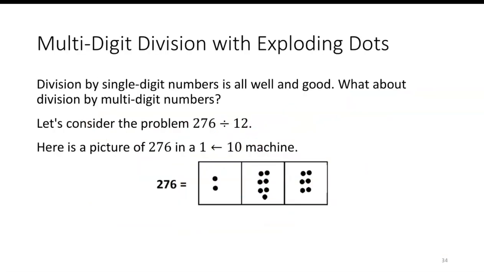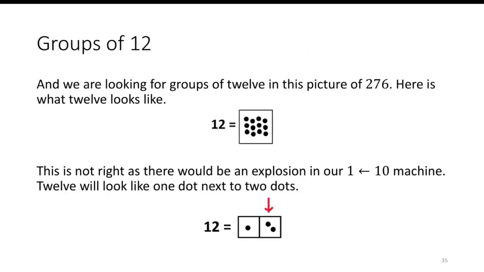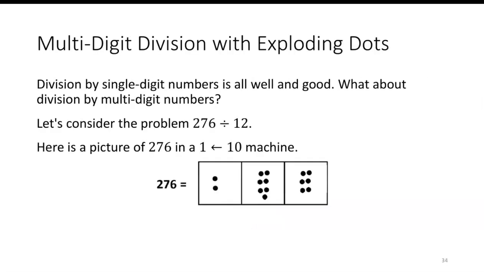Now, division by single-digit number is all well and good. What about division by multi-digit numbers? Let's consider 276 divided by 12. And here is a picture of 276 in a 10-1 machine. We're looking for groups of 12. Notice that we don't have 12 dots in any of these machines.